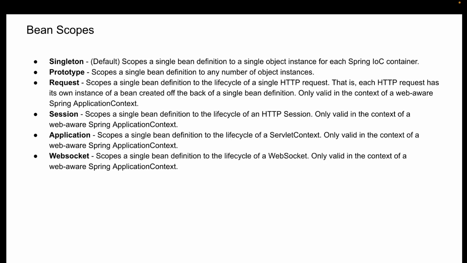Now let's go to the last bean scope. This is WebSocket bean scope. So this WebSocket bean scope scopes a single bean definition to the life cycle of a WebSocket, only valid in the context of a web-aware Spring application context. So this is the last bean scope. This is actually a bit advanced. So what happens with the help of a WebSocket?